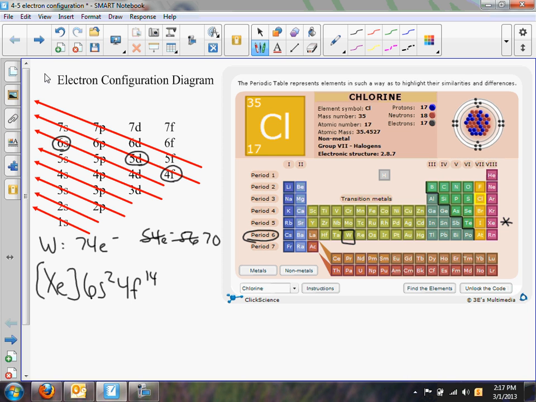The next lowest is the 5d, and it can hold a total of 10, but I've only got 4 left, so I put my 4 there. This would be xenon 6s2, 4f14, 5d4. Notice I write down xenon, and then I start here with the 6s2, here's my 4f14, and then I have 5d4, 1, 2, 3, 4, which gets me to tungsten. That would be how you write abbreviated electron configurations.